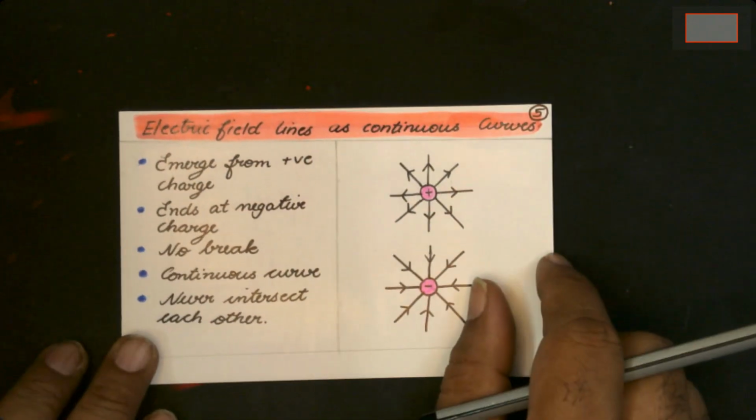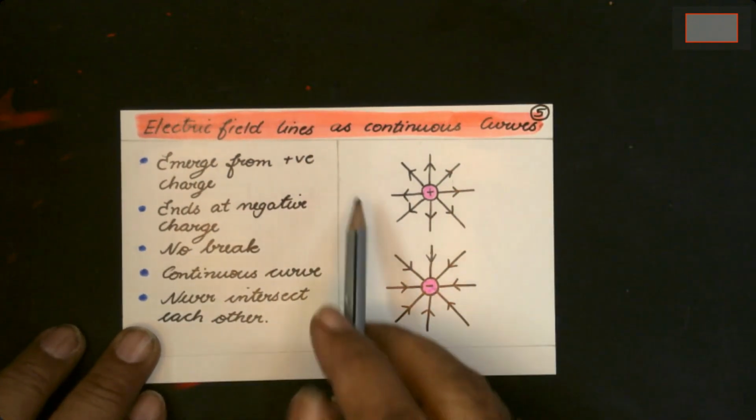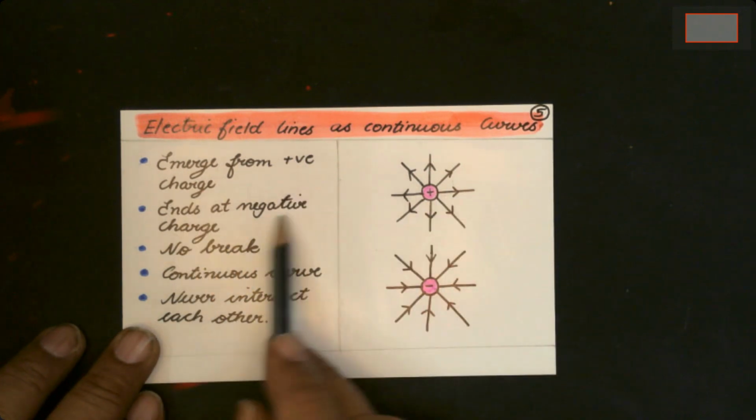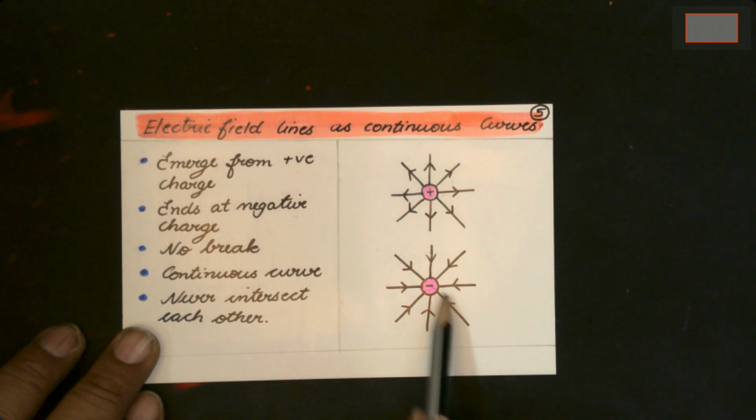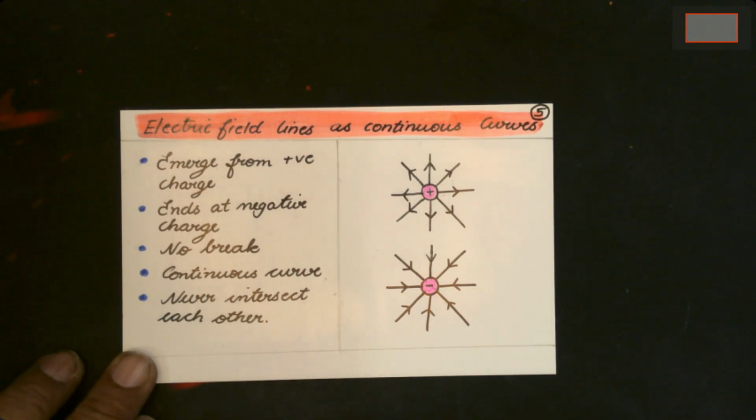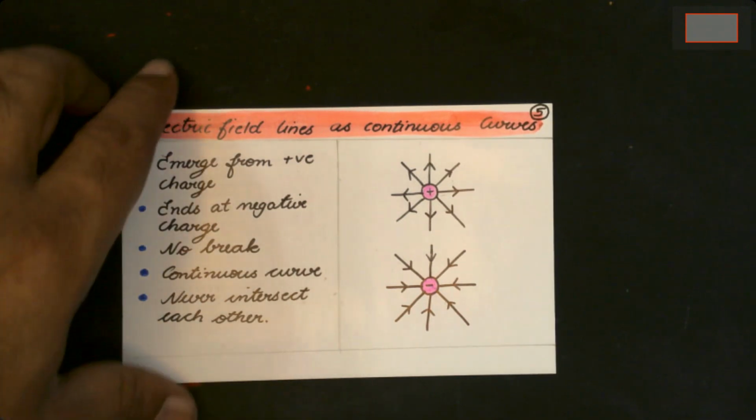So let me recap. I was already discussing the electric field lines. So what about electric field lines? Electric field lines are continuous curves. They emerge from positive charge. They end at negative charge. There is no break. It's a continuous curve and it is tangential. They never intersect each other. So these are the key points as far as electric field lines are concerned. Okay. Now, let me explain about the electric field.